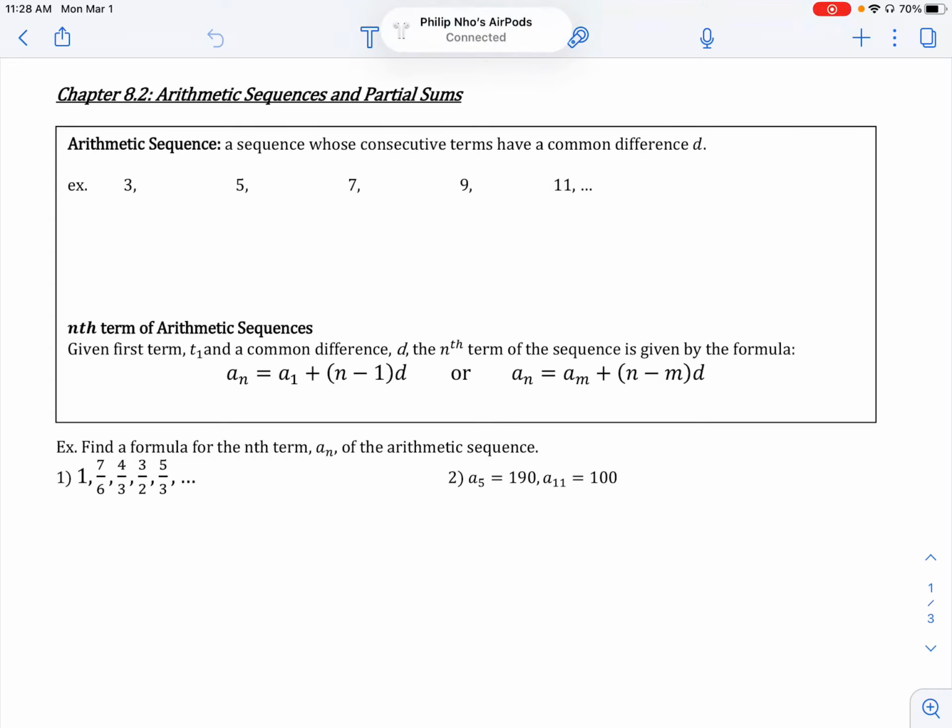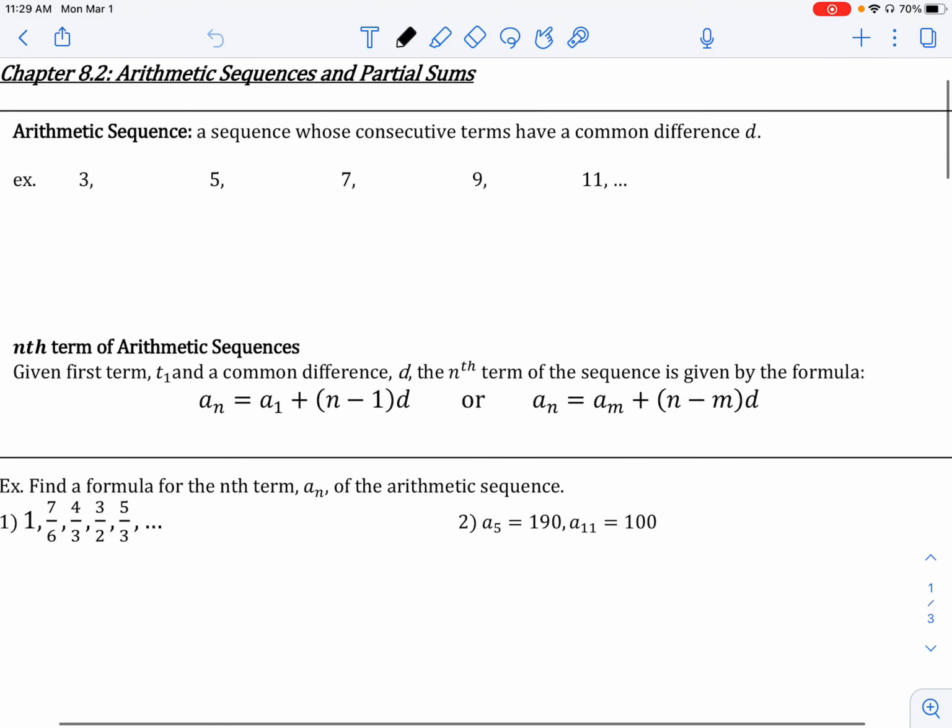In 8.1, I talked about sequences. Now let's talk about a specific type of sequence known as an arithmetic sequence. And all that means is that we have a sequence whose consecutive terms have what we call a common difference, which is just another way of saying that we are adding the same value every single time to get the next term. So in this case, it's pretty clear in this first example what our common difference is.